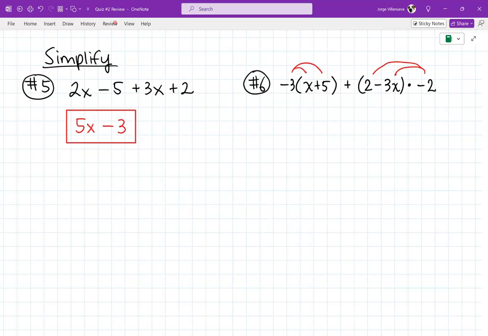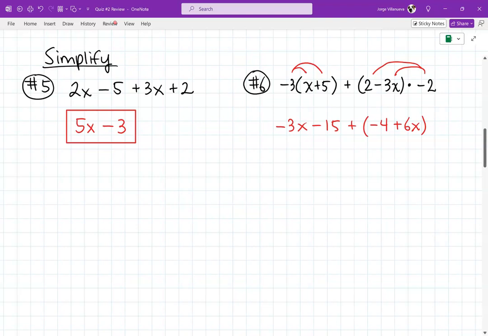I have negative 3 times x, so that's negative 3x. Negative 3 times 5 is negative 15. And then plus, and since there's a negative that I'm going to be multiplying in, I'm going to keep my parenthesis there just to be safe. Okay? You don't have to, but I just like to because eventually I got to distribute that positive, which will not change anything, but you do have to distribute. So negative 2 times 2 is negative 4. And negative 2 times negative 3x is positive 6x.